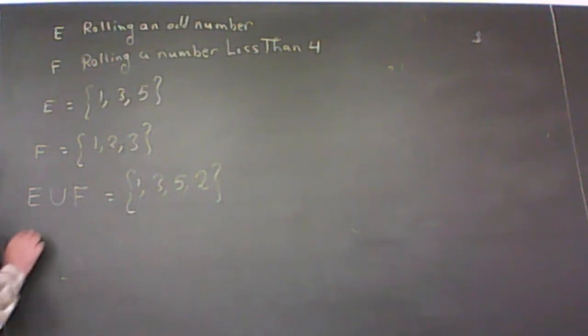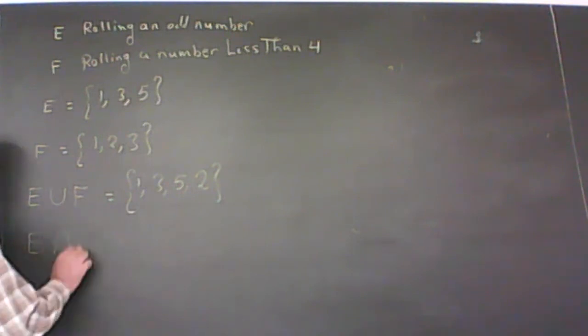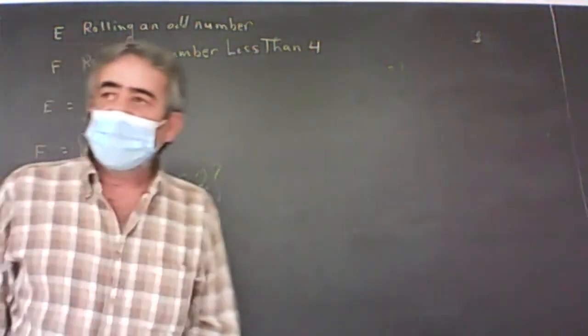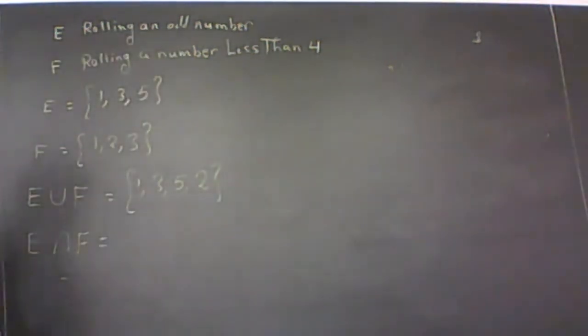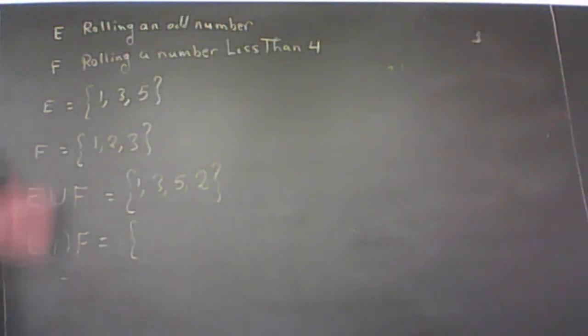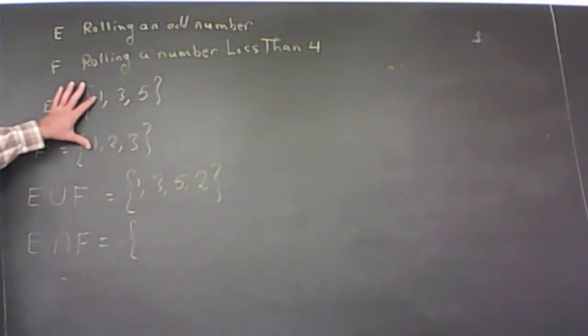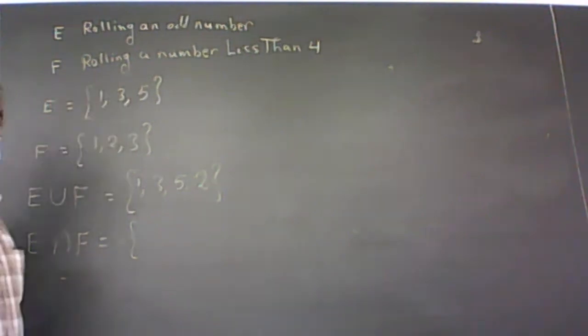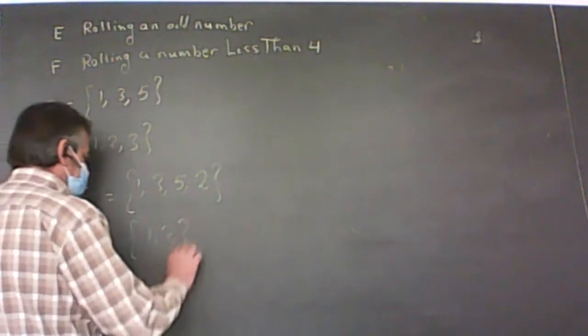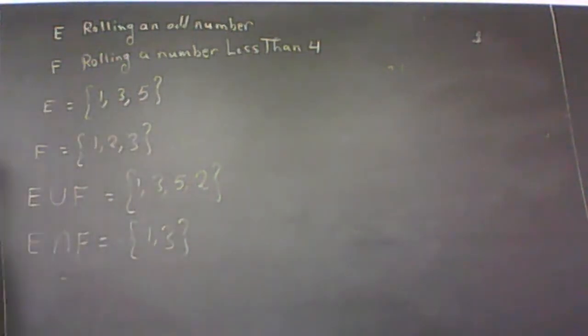So what is the intersection between these two sets? Do I have an intersection? Intersection means do I have a common element between those sets. If you look at sets E and F, you can see 1 is in both sets. We can also see 3 in both sets. So that's 1 and 3. Okay?